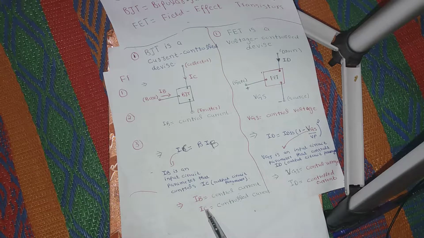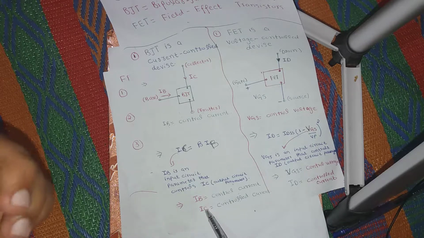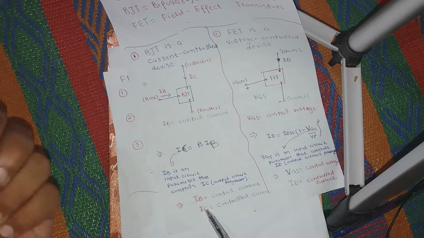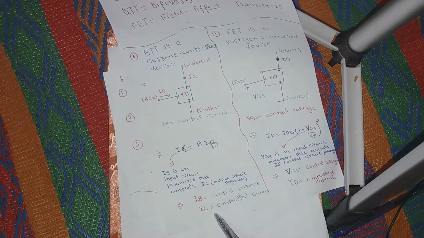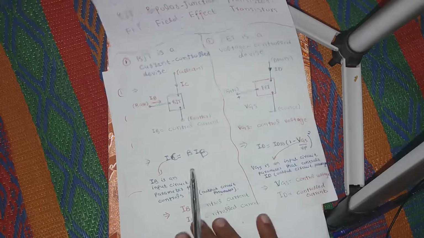So BJT is a current control device. It means that the output current IC is controlled by the input current IB. So BJT is a current control device.